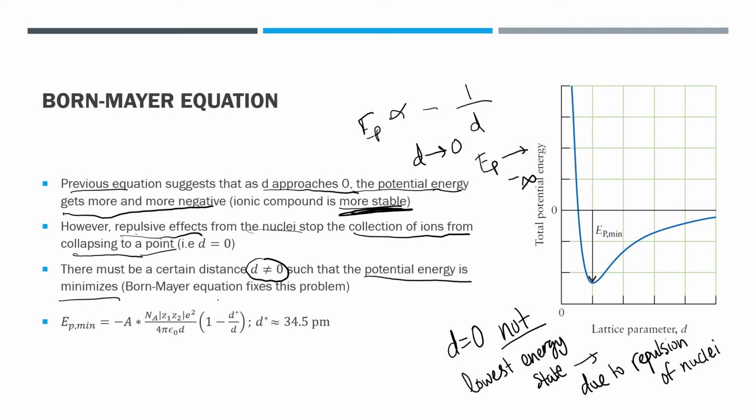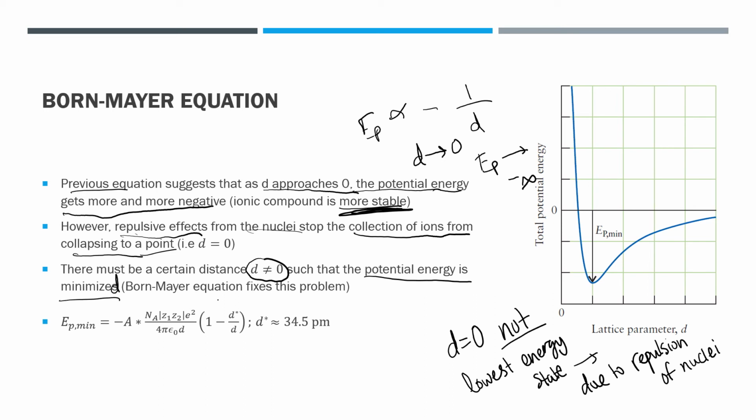Sorry, that should be minimized. And that's because, as D gets closer to 0, we should have repulsive effects factoring in, and the ions will not collapse to a point because the nuclei will repel each other really, really highly. They're going to repel each other a lot.